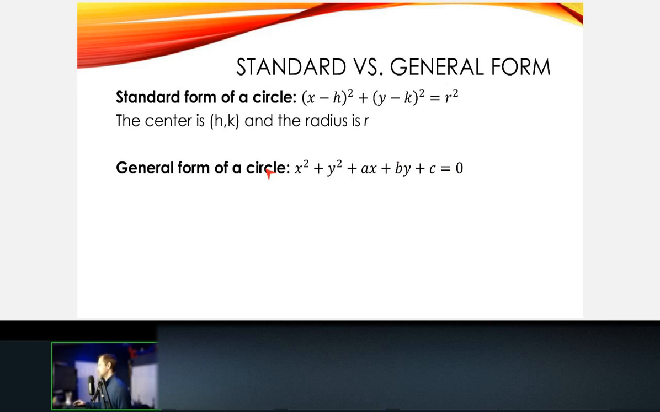On your test, tomorrow's lesson, it'll have questions about converting this equation from standard to general and general to standard. Make sure you have these written down. That way you know when I say standard or general, you know what I'm talking about. And if you don't remember it, you can just reference it on your paper.